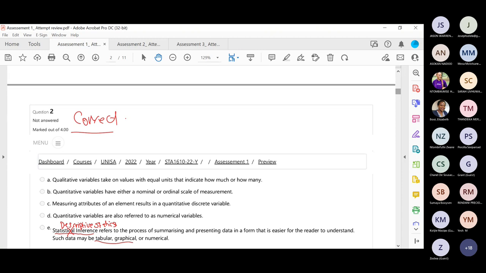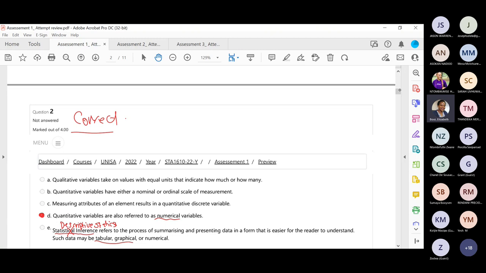I think D. Yes, D is the correct statement because D says quantitative variables are also called numerical variables. A, B, and C are incorrect because qualitative doesn't just talk about how much. How much means you would have measured money or an amount or things like that. So that should have been a numeric or quantitative variable.